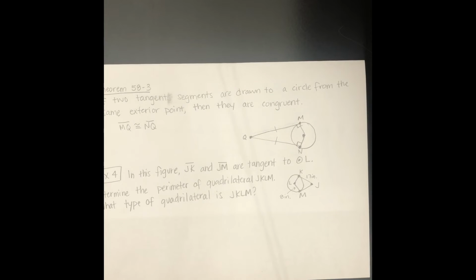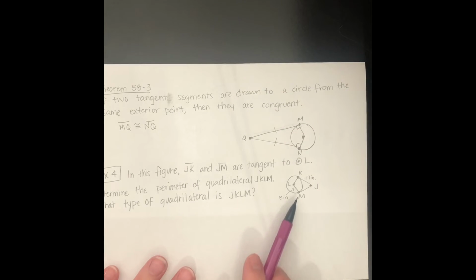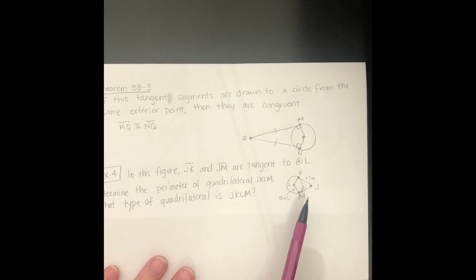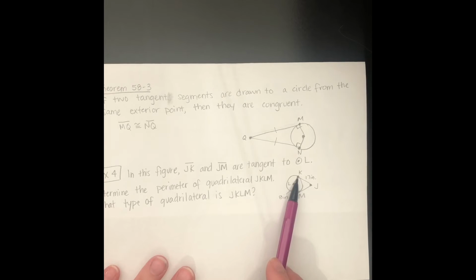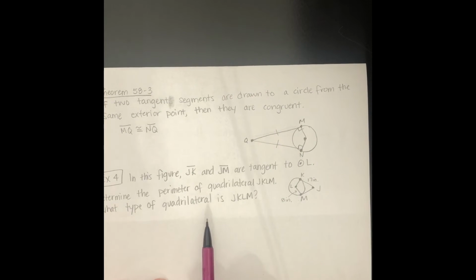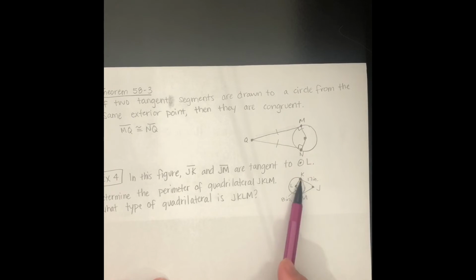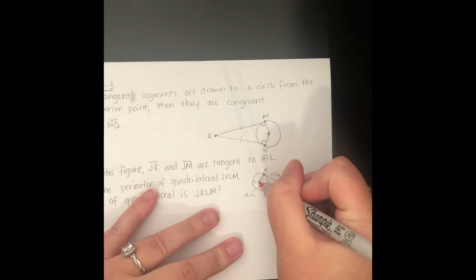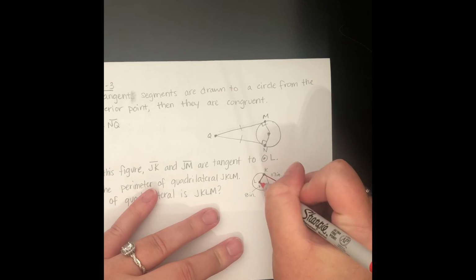Let's look at the next example. It says in this figure right here, segment JK and segment JM are tangent to this circle. And we can see that by the drawing. JK only touches at one point in the circle, so does JM. Next, it says determine the perimeter of the quadrilateral JKLM. So this shape right here, they want us to determine the perimeter. I'm going to draw it in red. This is the shape.